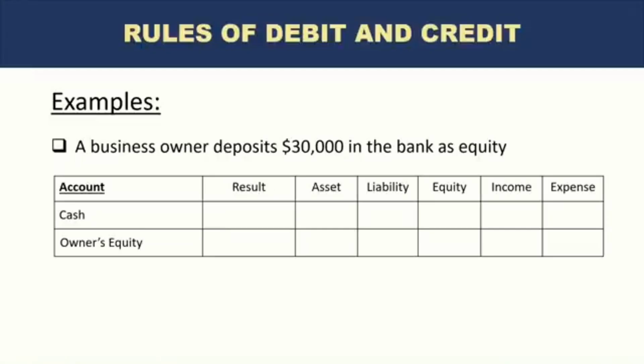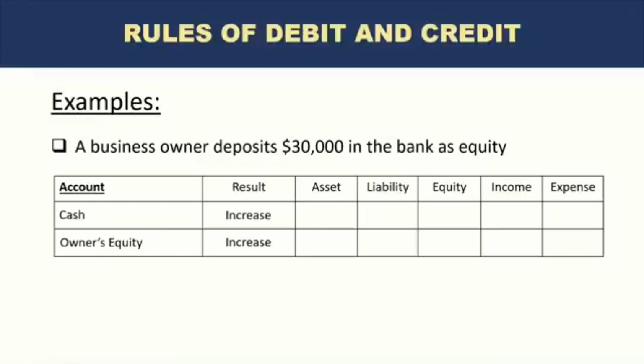What is happening to cash in this case? Is it increasing or decreasing? Well, because the amount is being deposited, it is increasing. So cash is increasing. What is happening to owner's equity? Is it increasing or decreasing? Well, for the business, it is also increasing because the business had no equity or there was no business. And with this deposit, the business now has equity. So from $0 to $30,000, there is an increase in equity.